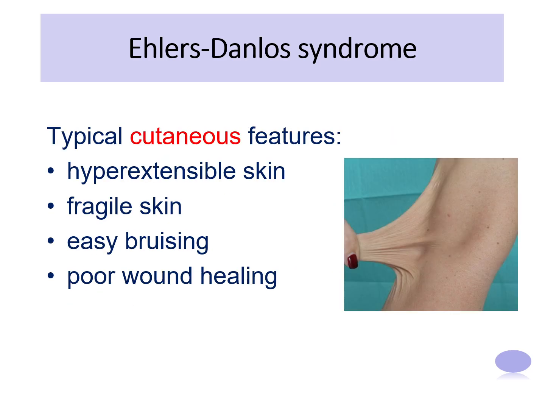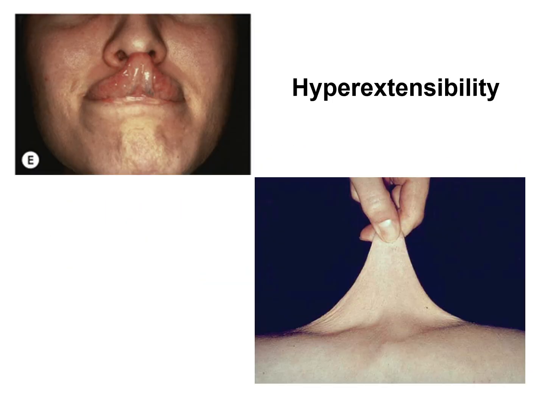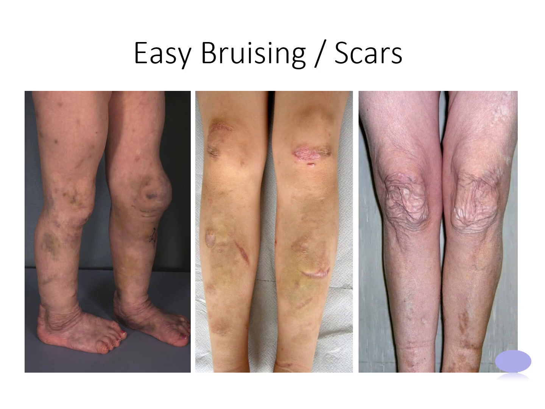Now, these are the typical skin features that you see in Ehlers-Danlos. So they have a hyperextensible skin. You can see that you can really stretch the skin, and they can touch the tip of their nose with the tongue. They bruise very easily, and they don't heal well. So they have poor wound healing. So you will see lots of scars on those people's skin, especially on the knees, areas that got traumatized easily.